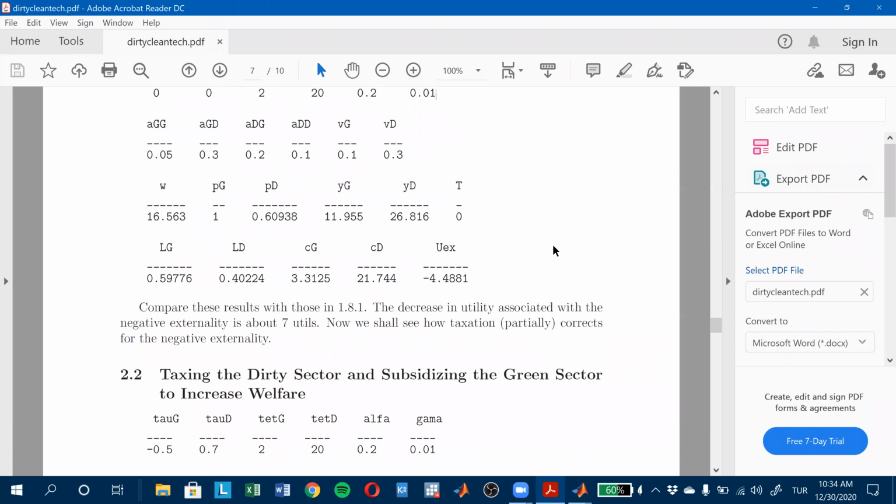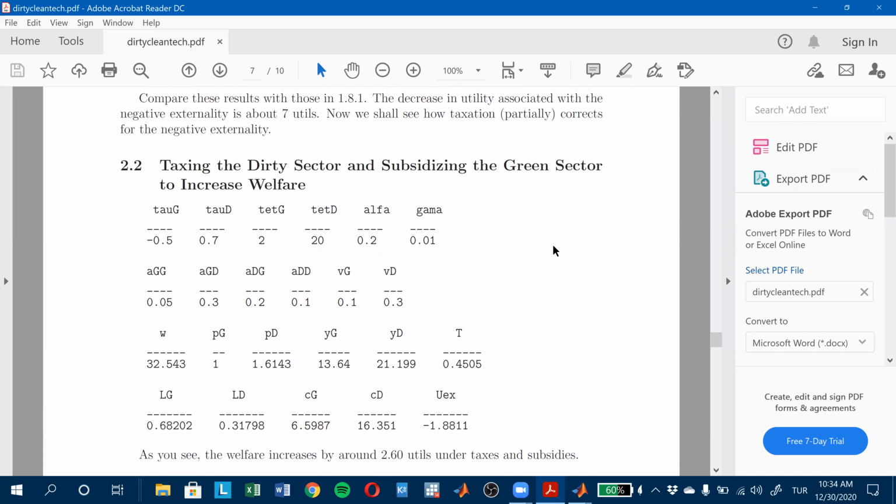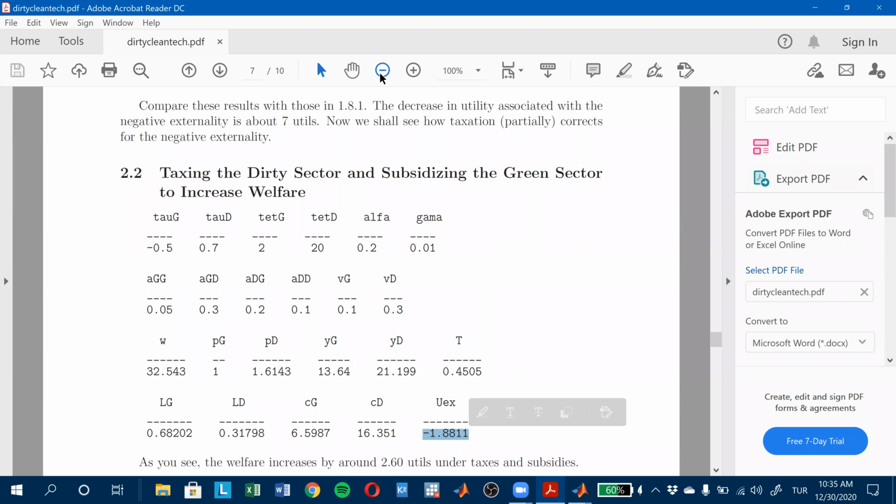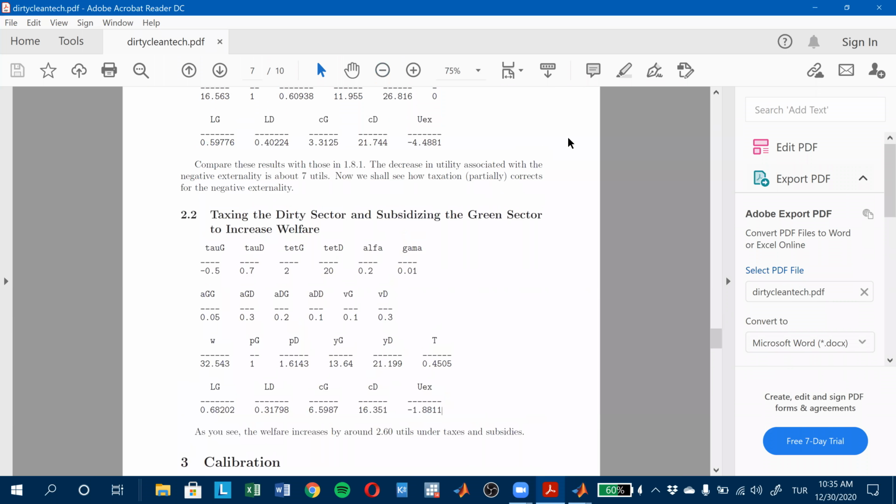Now, once again, we do taxation. Again, taxation of the dirty sector and subsidizing the green sector. And look at the difference between the two cases. Now, with externality, government involvement in the market increases welfare. Okay, so without taxation, the utility is minus 4.48. With taxation and subsidies, the utility is minus 0.88.